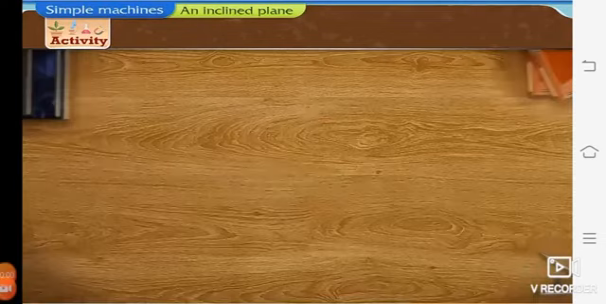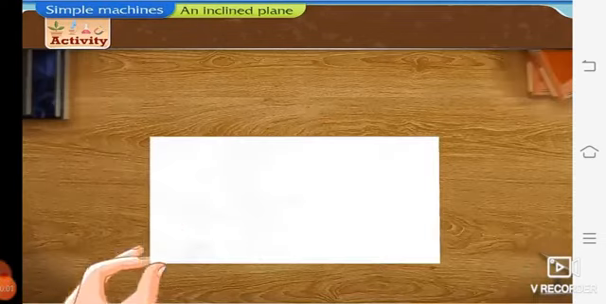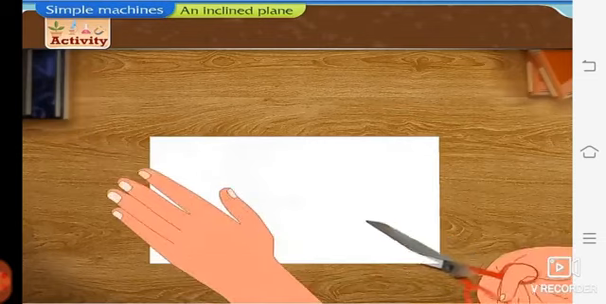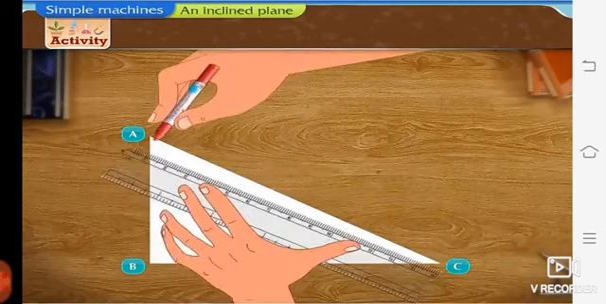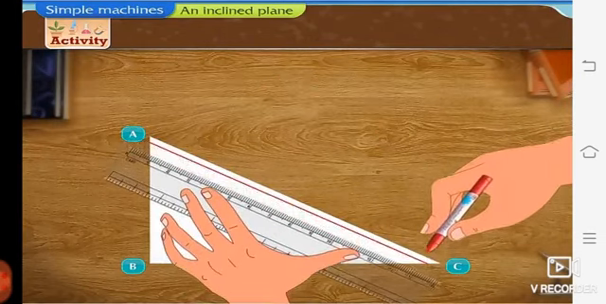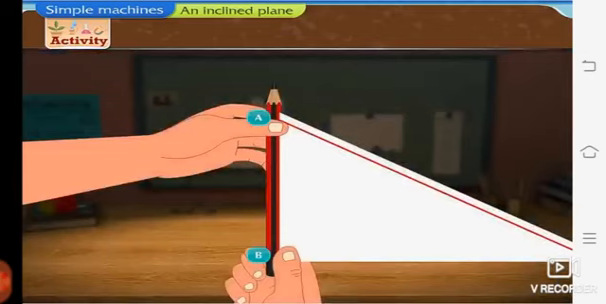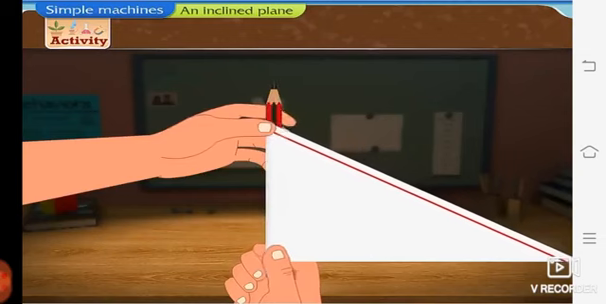Now we'll take a rectangular piece of paper and cut out a triangle ABC from it. Let's draw a red line along the edge AC. Now we will roll this paper around the pencil in such a way that the smallest side of the triangle will be near the pointed edge of the pencil. So let's wrap the paper.